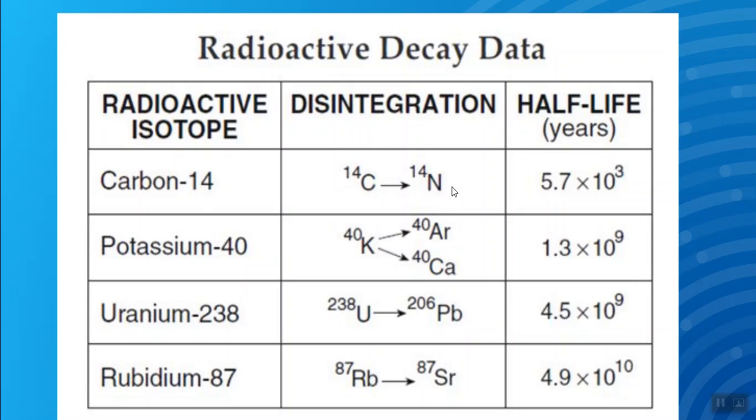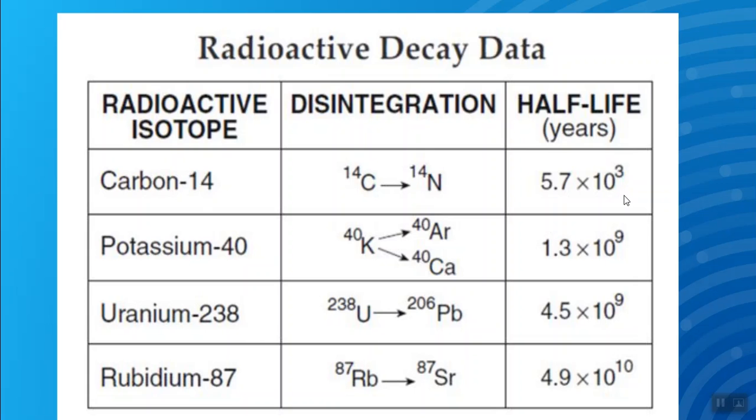We go from carbon-14 to nitrogen-14. In the potassium system, we go from potassium-40 to argon and calcium on billion-year timescales. Then there's U-238, that's a common one, to lead-206, with 4.5 billion-year timescales, and rubidium to strontium, ooh, that one's even longer, in the billions of years for the half-life.